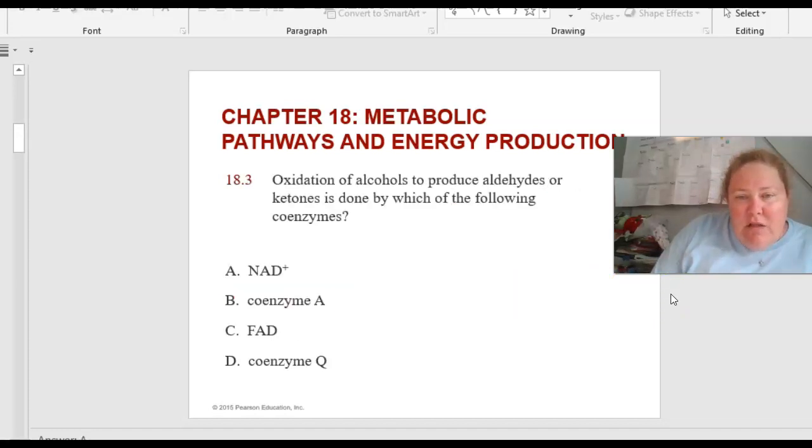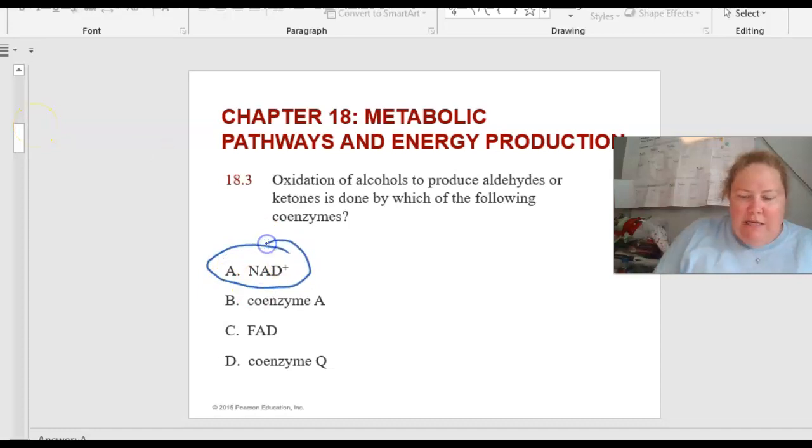All right, oxidation of alcohols to produce aldehydes or ketones is done by which enzyme? Okay, I'll give you guys a second to think about that one. Okay, and that one is going to be NAD+. It's going to be your correct answer.